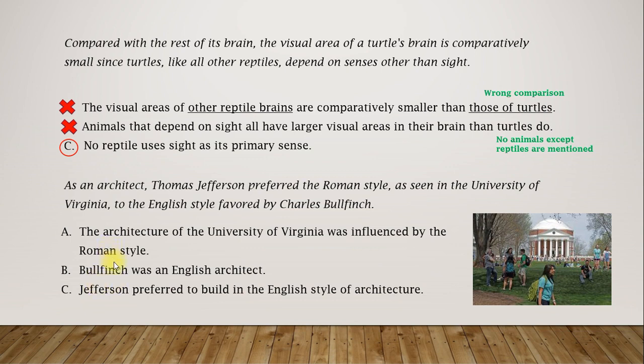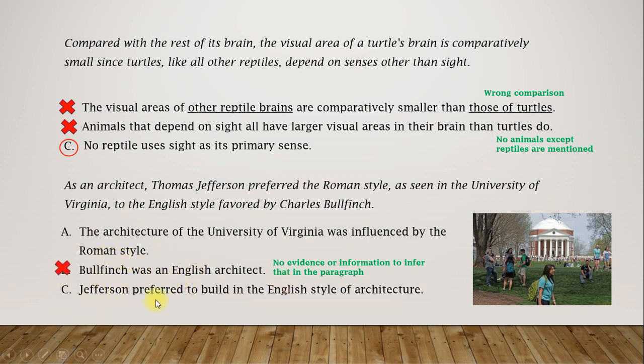And B: Bulfinch was an English architect. The only thing we know about Bulfinch is that he preferred the English style, so we can't infer this from the sentence. Therefore, B can't be the correct answer.